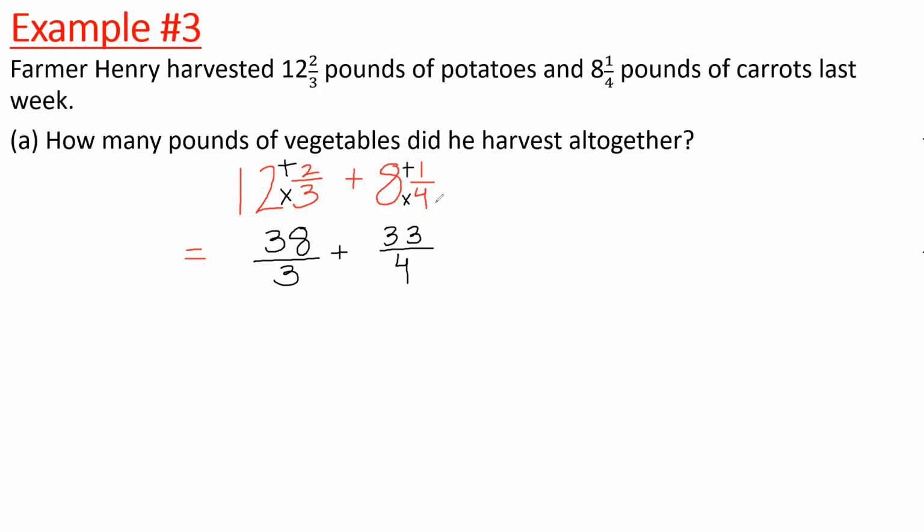Now at this point we have 38 over 3 plus 33 over 4. We have to add them, but how are we going to add them? Find the lowest common multiple of the two denominators. Very good. So let's go ahead and do that. The LCM of 3 and 4.